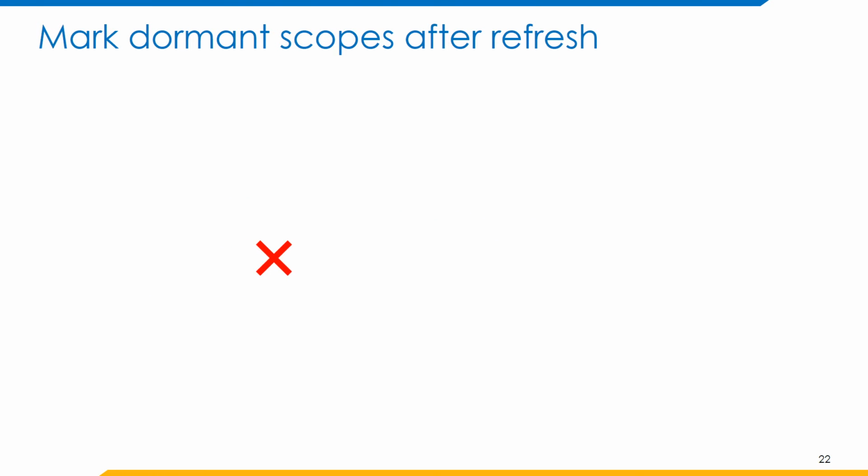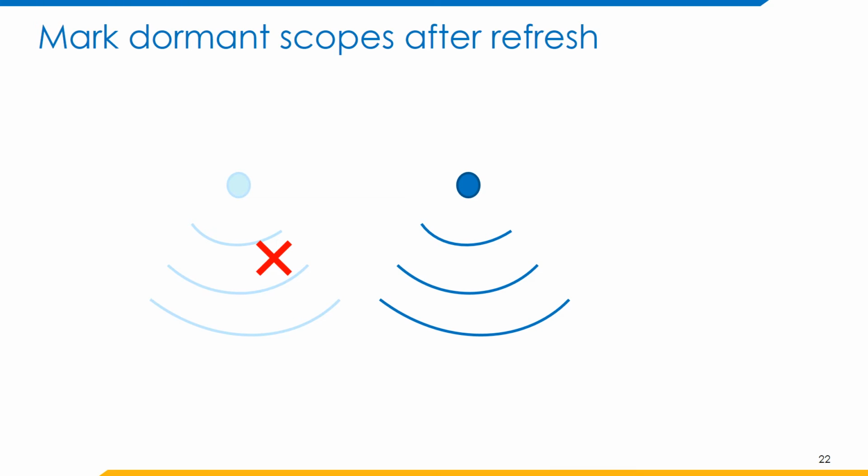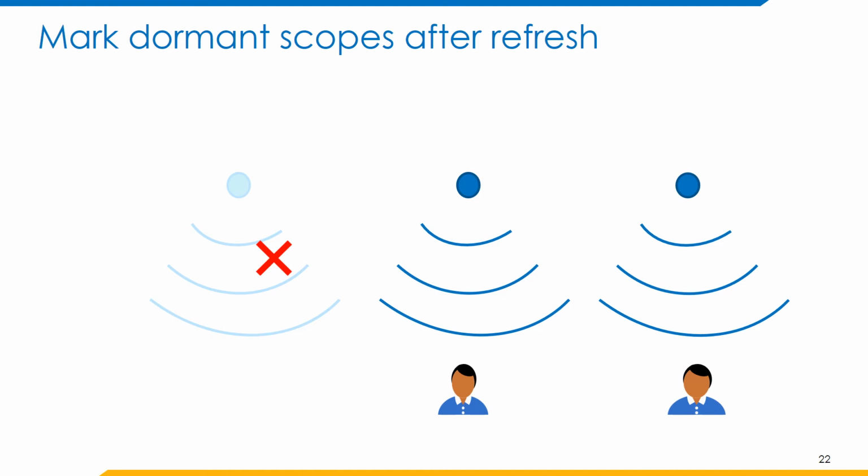As part of the refresh task, it's always possible that scopes of the identities are changed. This might also result in some scopes which do not have any identities under them. The mark dormant scopes after refresh option helps us in marking such scopes, which do not have any identities under them, to be dormant or unreferenced.